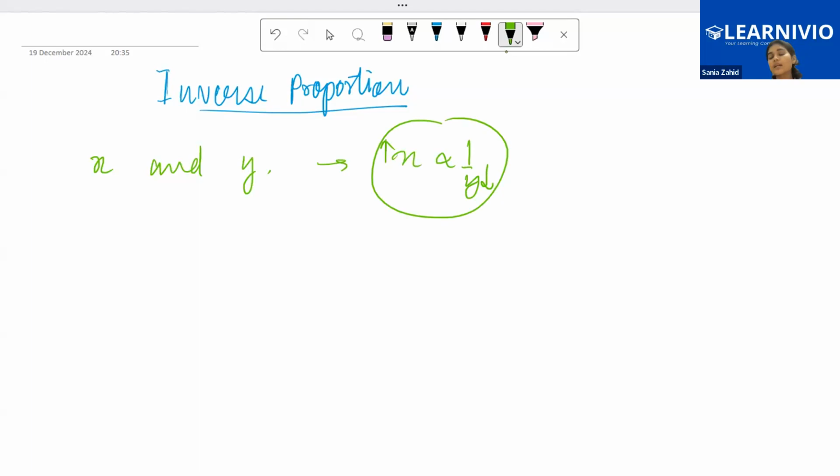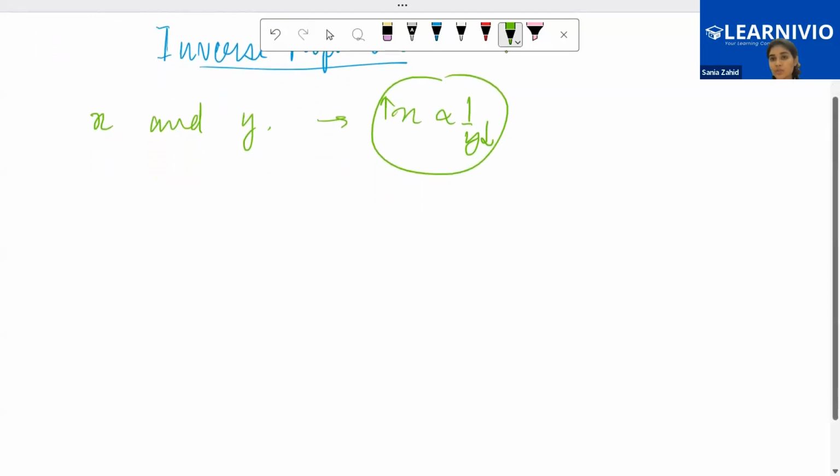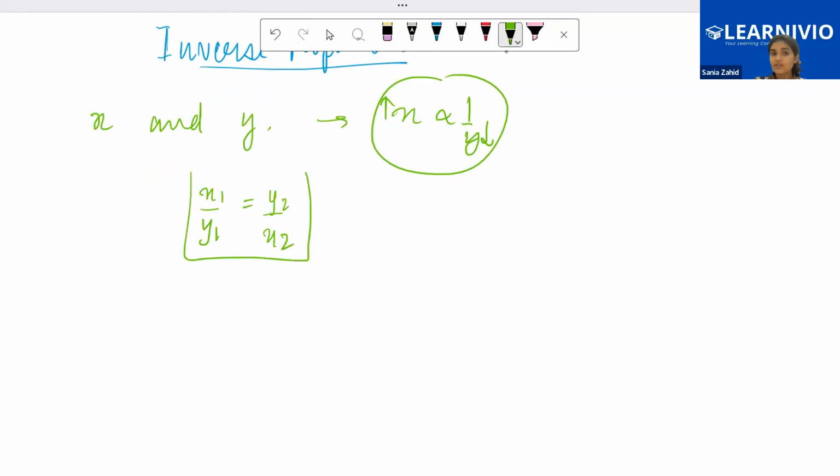Right. Now let's suppose again in the inverse proportion questions, I'll be taking two types of values. I'll have one value as x and the other value as y. Now I'm going to again assign the values as x1, x2, and y1 and y2. But the main difference is, there is an inverse proportion. That means x1 upon y1 will be equal to y2 upon x2. Do you understand this? Yes, ma'am.